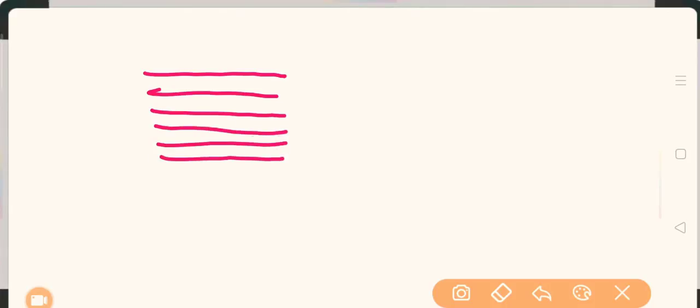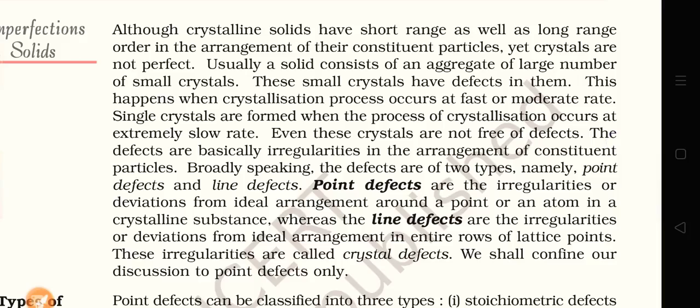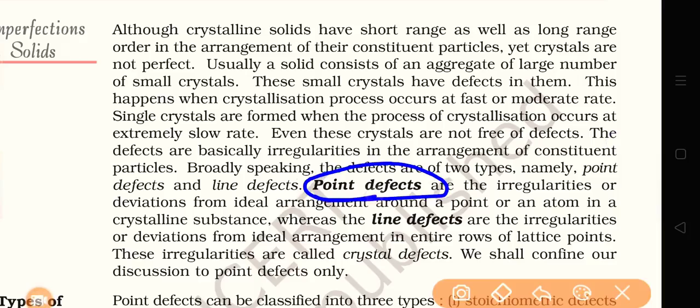But if a defect is observed in an entire row of particles, suppose these are the rows of particles, and suppose an extra particle row is present here, that means this should be empty, but one extra particle row occupies this space, then it is called a line defect. That means if an entire line has a defect, it is called a line defect, and if certain points have defects, it is called a point defect. So in this unit we will discuss point defects only.